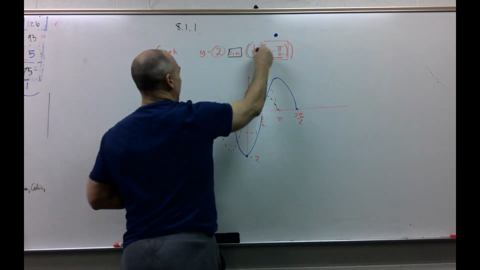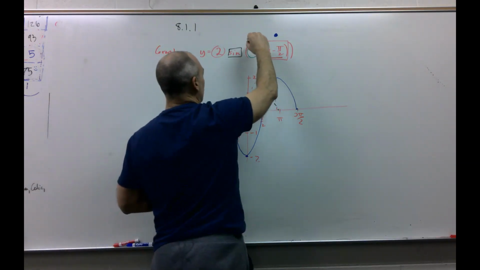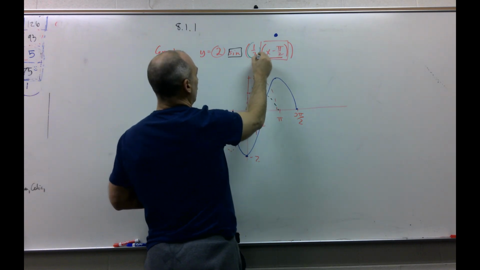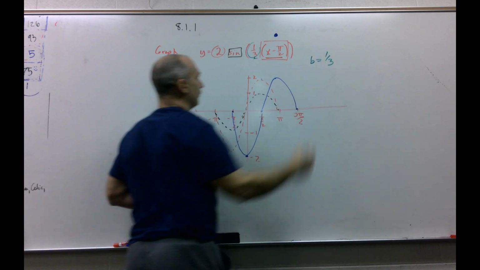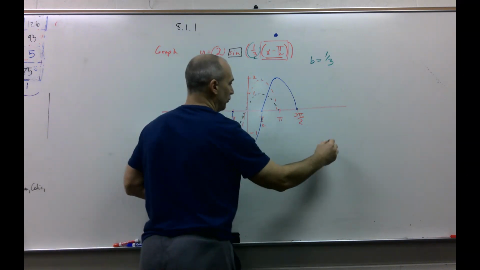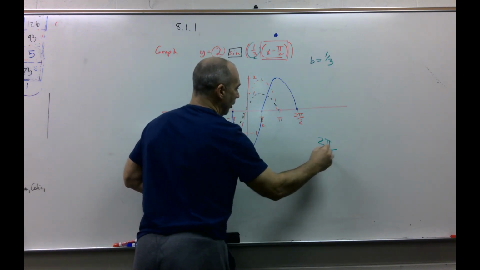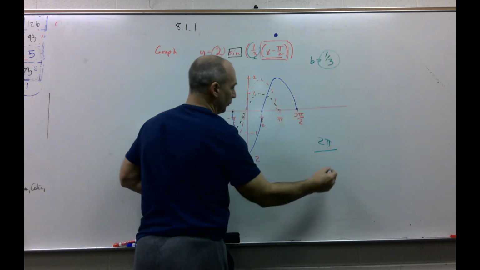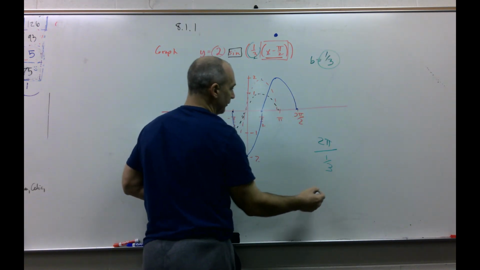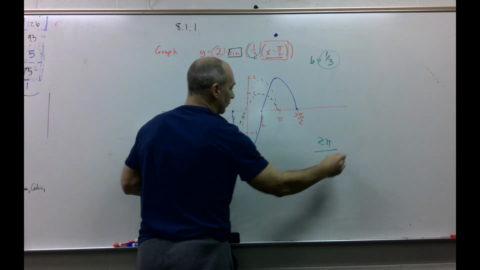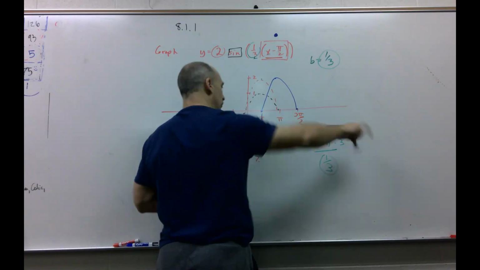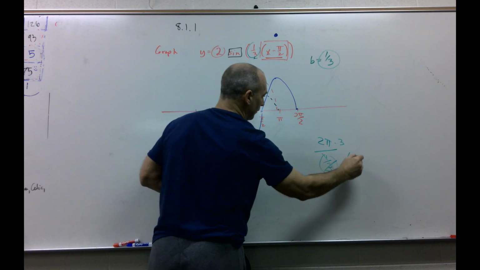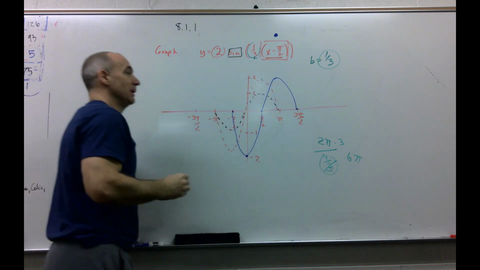What is this? Well, if I did distribute this through, it would stick the 1/3 next to the x. So we can say b is 1/3. So for this formula, 2 pi all over the absolute value of 1/3, we don't have to worry about the absolute value because it's positive, which means we have to multiply this by 3. This turns into a reciprocal, and then we multiply, so we get 6 pi. Now, here's the thing.